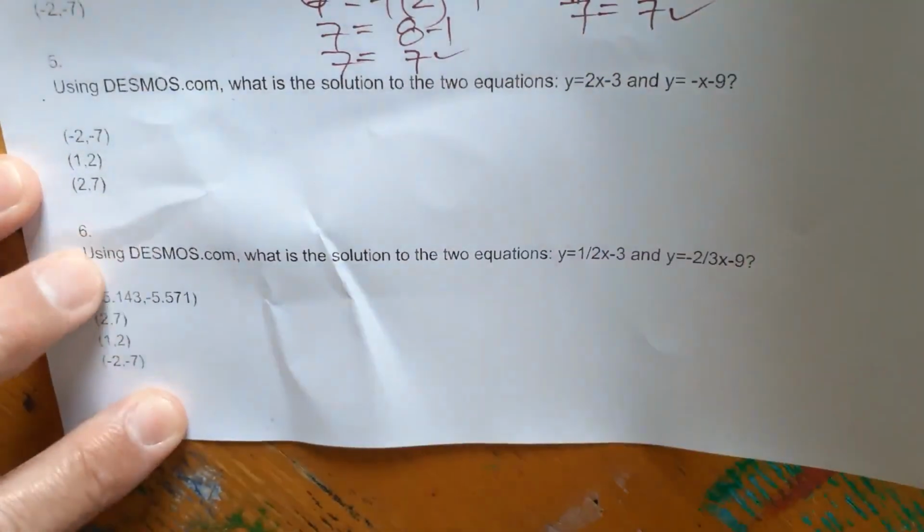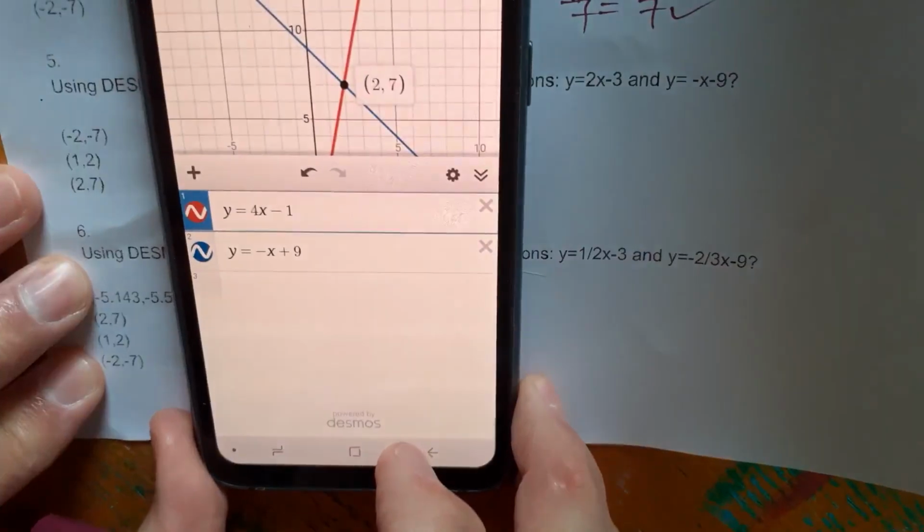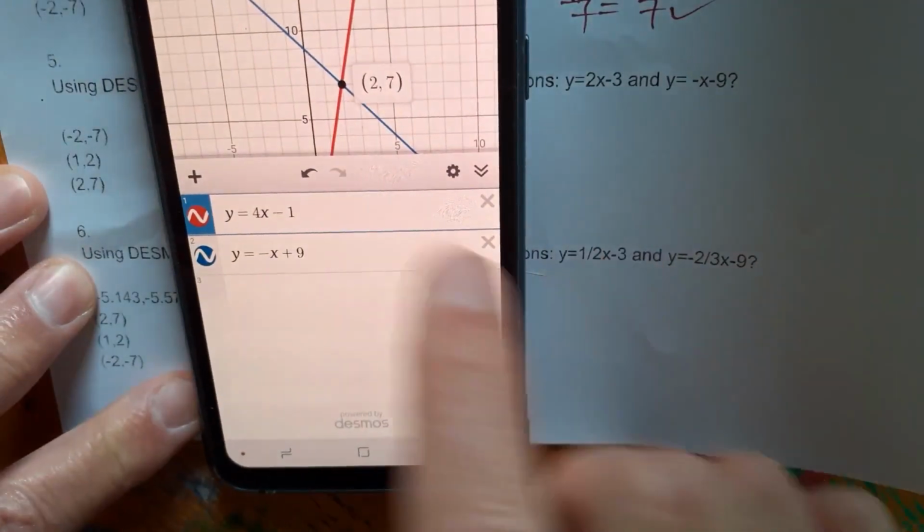All right, let's do it again. Let's go ahead and graph these two. So we've got 2x minus 3.